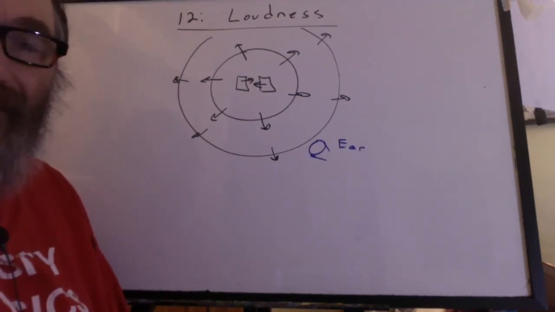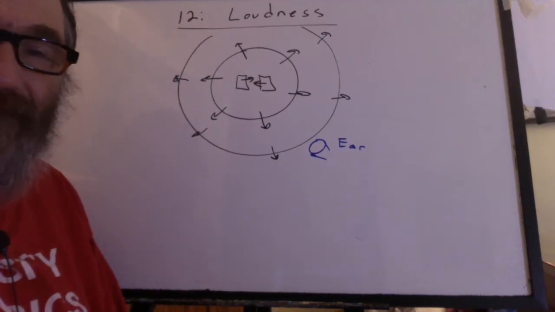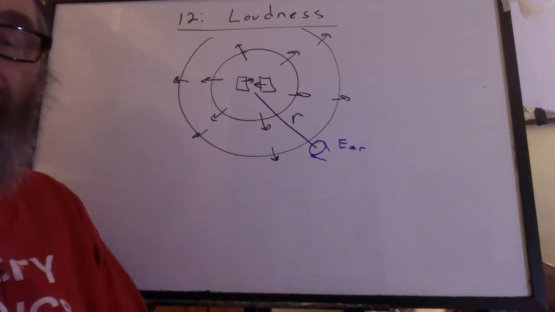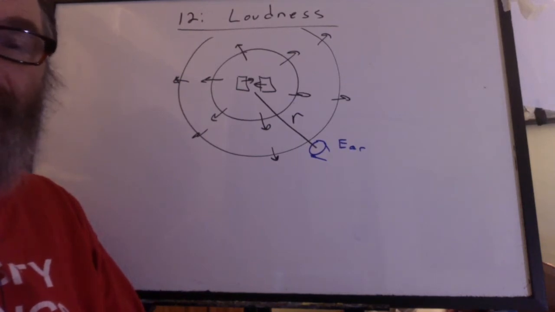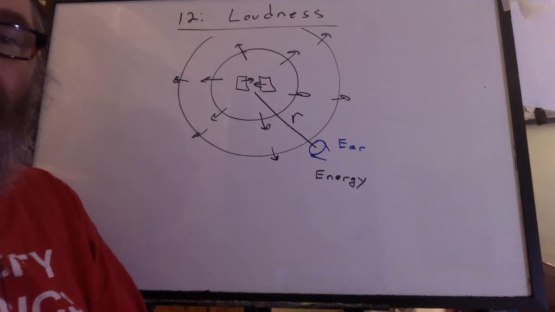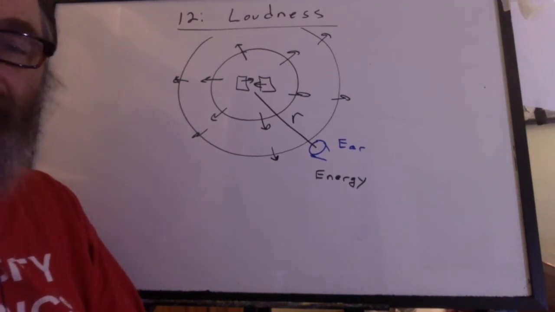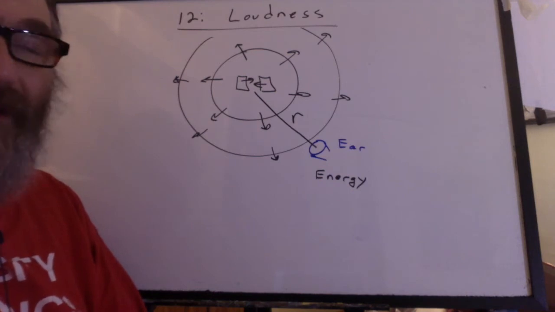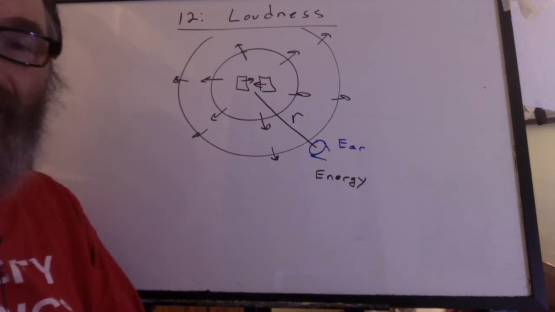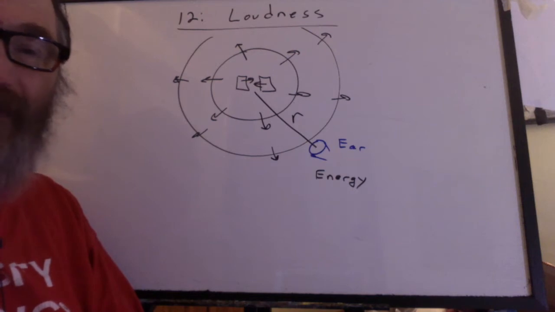My ear is going to intercept some of this sound. How much depends on the value of R, the radius of the sphere that the sound spreads out through. Now you might wonder how much energy is going to enter the ear. Well, if you're going to talk about energy, you can just wait there and have more and more energy enter your ear if this was a continuous sound source.